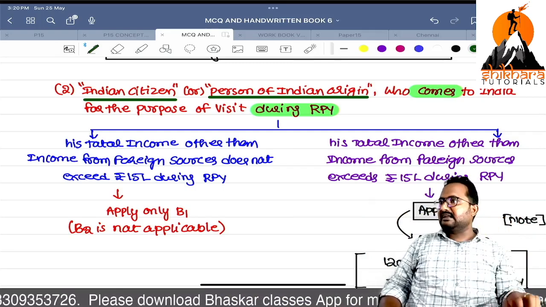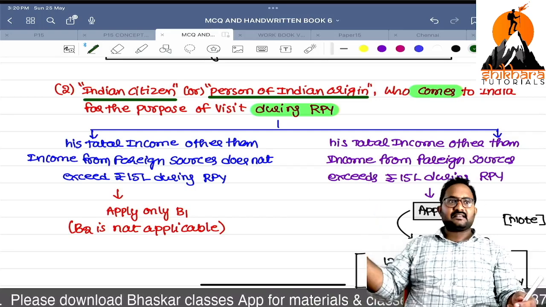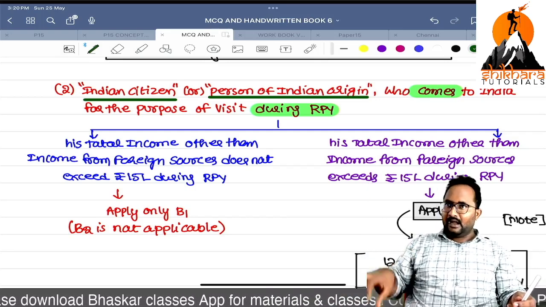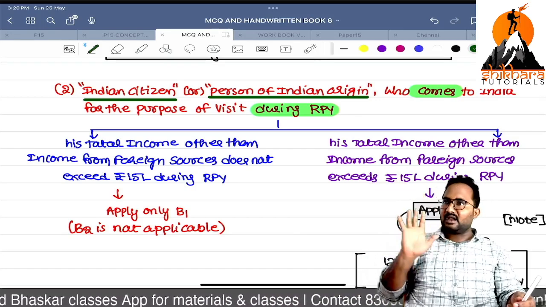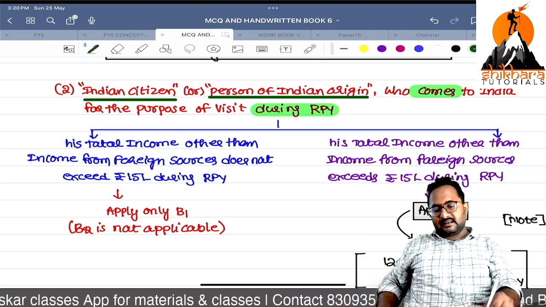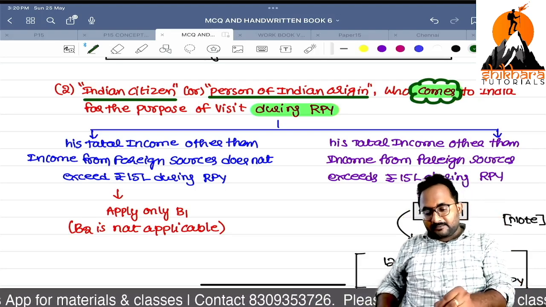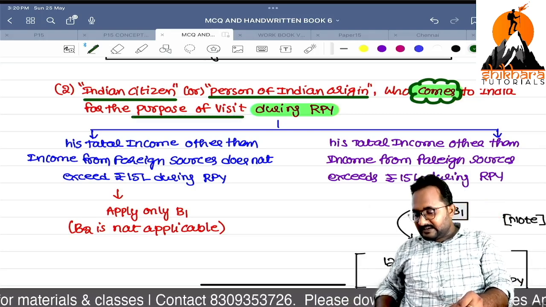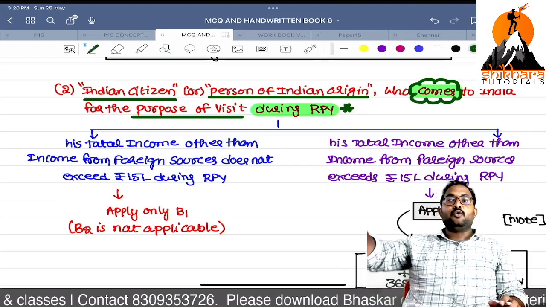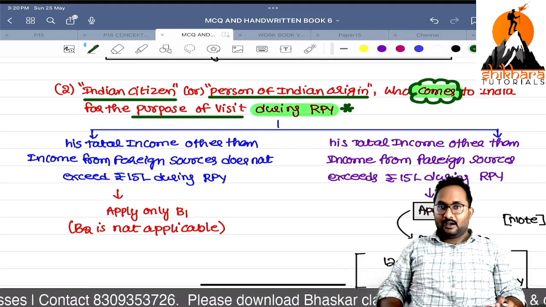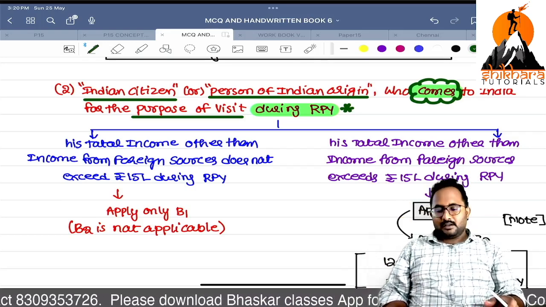Sir, what does undivided India mean? Before independence, Bangladesh, Pakistan, Myanmar, all these were included in India. So wherever they were born, that person is called a person of Indian origin. Now, does this person leave India or come to India? Comes to India, for what purpose? Visit purpose. In which year? During the relevant previous year. So the first exception is for one who left India during the relevant previous year; in this exception, one who comes to India during the relevant previous year. Clear?